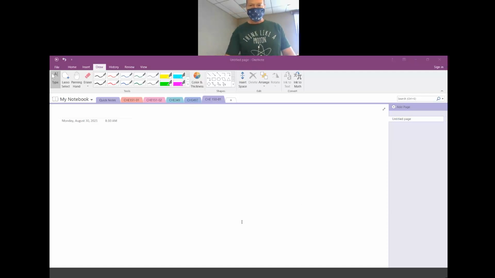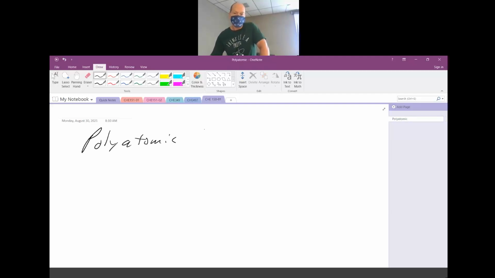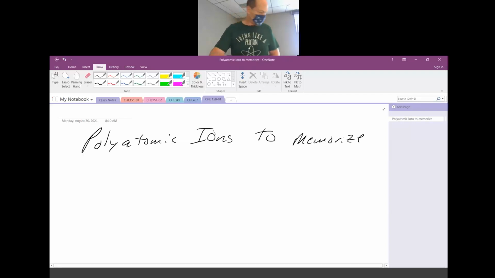All right, so here are the ions. Again, highly recommended to put them on flashcards. So here are your polyatomic ions. All right, so here are the polyatomic ions to memorize, and I have them in alphabetical order.